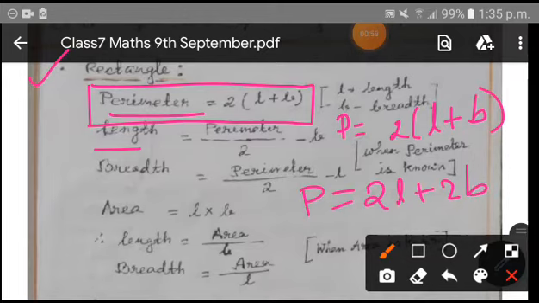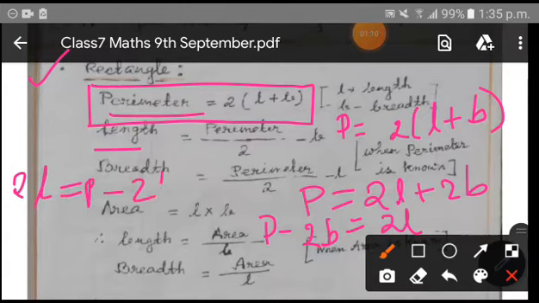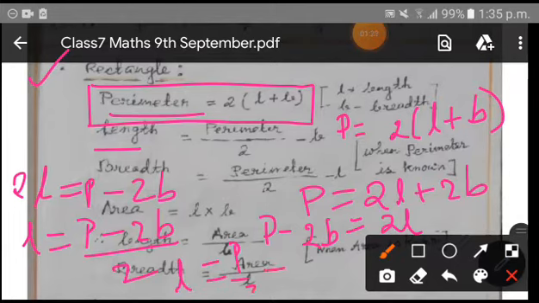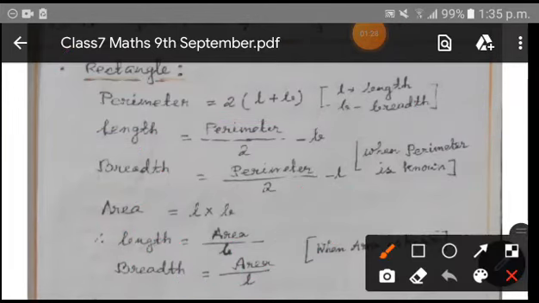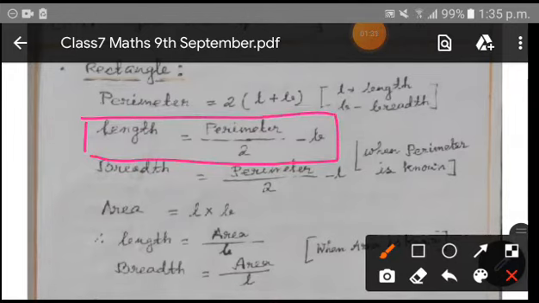Now you need to calculate the length. So you can write P minus 2B equals 2L. So now you can write that 2L equals P minus 2B. So you can write L equals (P minus 2B) by 2. Now if you individually divide, you will get L equals P by 2 minus 2B by 2, that means B. So finally you are getting the length as P by 2 minus B. Length equals perimeter by 2 minus breadth. In the same way, breadth also we will get perimeter by 2 minus length.